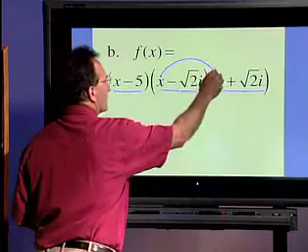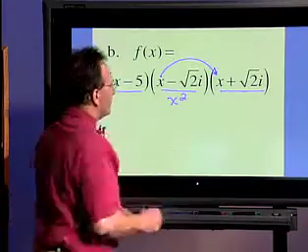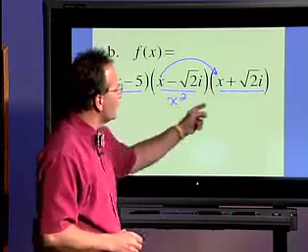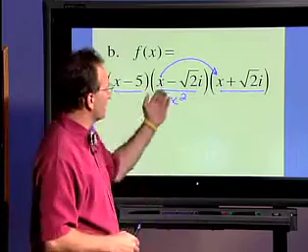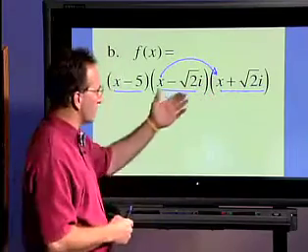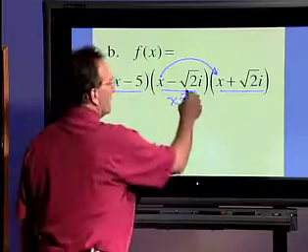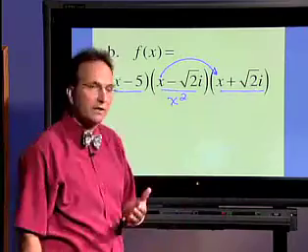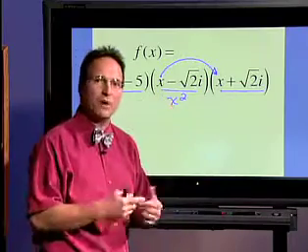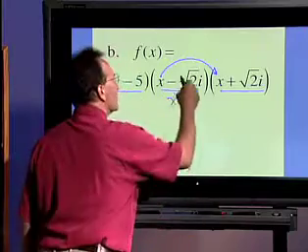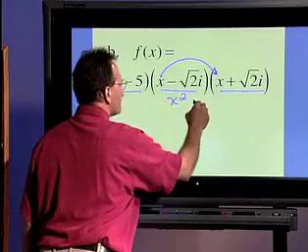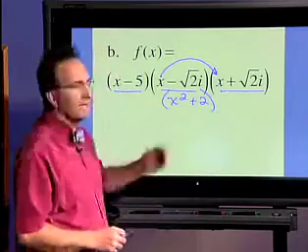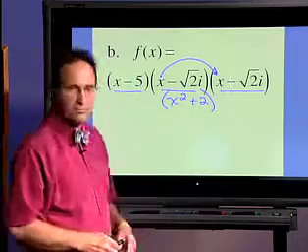So we would get our x squared, but then the middle term, the negative radical 2i x, will add up to 0 with the second middle term, which is positive, the square root of 2i x. And then at the end, when we multiply negative square root of 2i times positive square root of 2i, that would be negative 2i squared, but i squared is negative 1. So negative 2 times negative 1 gives us a positive 2. So what we need to do then is multiply x minus 5 times x squared plus 2.